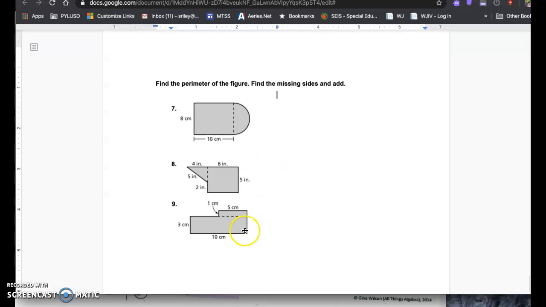You're going to do the same down below for 9. You're going to figure out if this is 1 right here, that means that this is going to be 1. If this is 3, this is going to be 3.